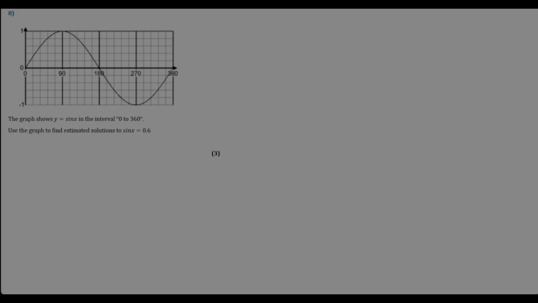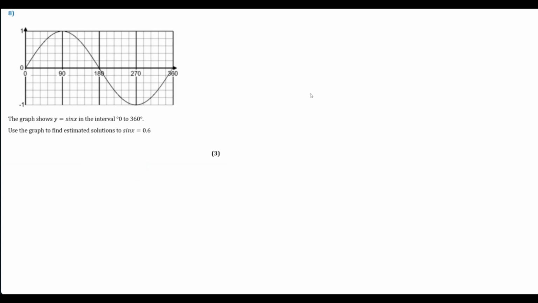And that's finished. Question number 8, we have a sine graph here with the interval between 0 and 360 degrees, as we can see from this point to this point. Use the graph to find estimated solutions to sine x equals 0.6. Okay, it's estimated because we won't know the exact values.